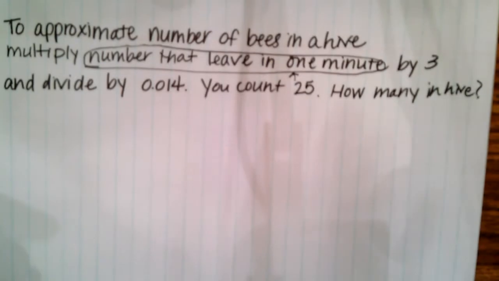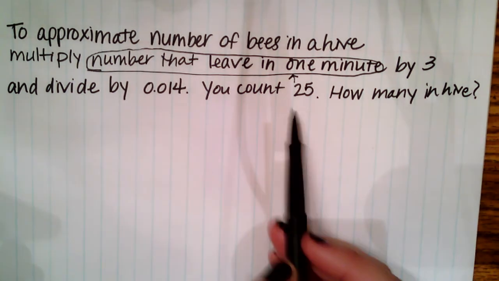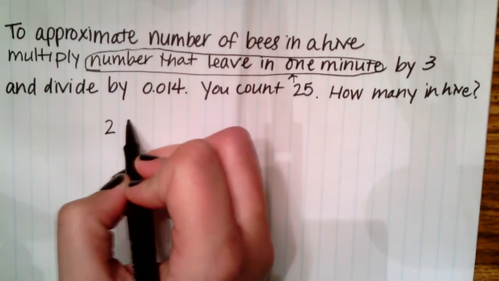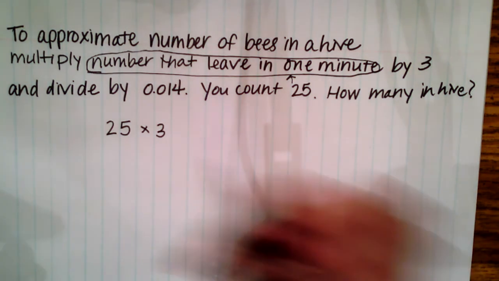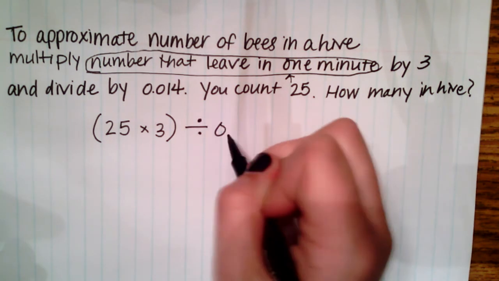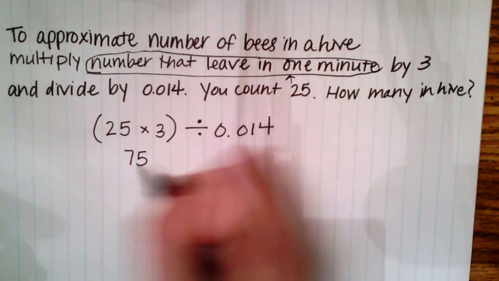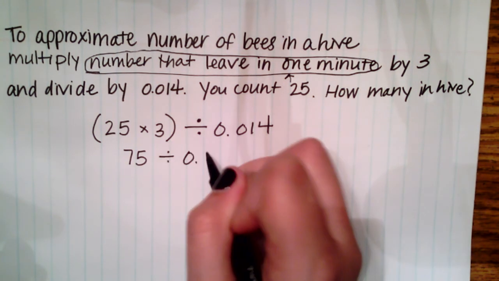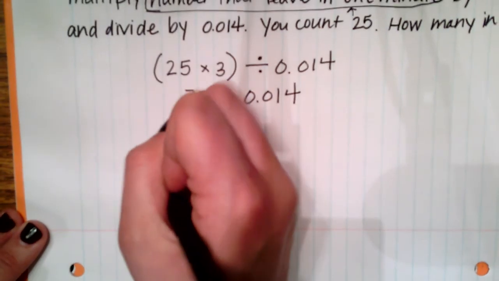Well, you multiply, I'm just going to reread, multiply 25 times 3 and then divide that number, divide by 14 thousandths. Okay, well, I know 25 times 3 is 75. So I'm going to solve 75 divided by 14 thousandths. Alrighty, let's set that up, and maybe I'll do it over here so I have space.